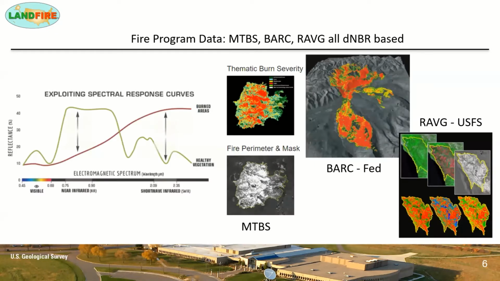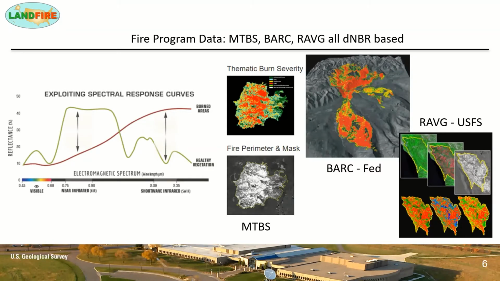So first, the fire program data: that's your Monitoring Trends in Burn Severity program, and they map fires 1,000 acres or more in the western part of the United States and 500 acres or more in the east. And all of these national fire mapping programs are essentially based on the dNBR, the normalized burn ratio, which exploits the spectral response curves, the difference between the healthy vegetation and the burned areas for the near infrared and the shortwave infrared. And the difference between these curves basically gives you severity as well for that disturbance.